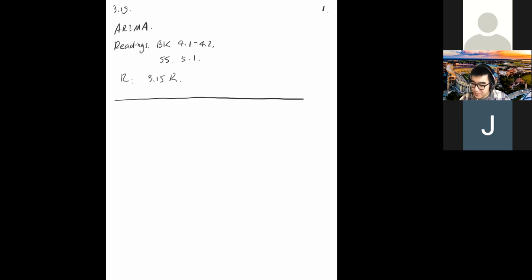So today's class, we're doing ARIMA. The readings are BK 4.1 to 4.2 and SS 5.1, and we will also do an R code today. Okay, so let's talk about some theories of the ARIMA model.